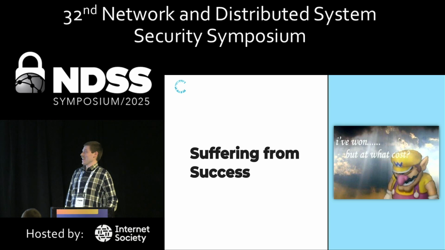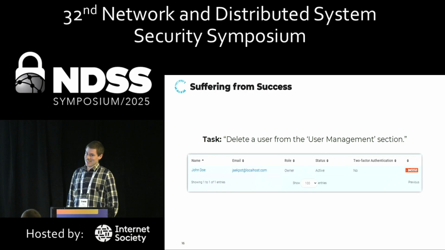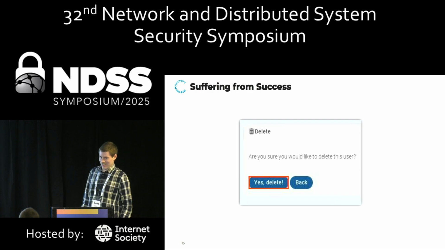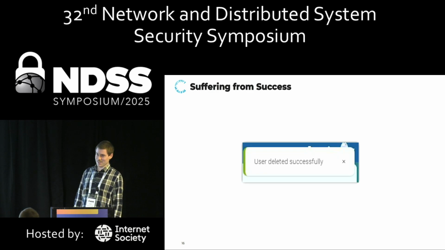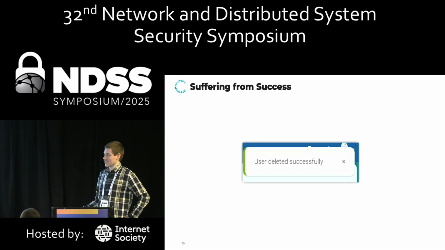Sometimes we were a bit too successful with task execution, as the following example will show. The task was to delete a user from the user management section. As you can see in this table, since there was only one user, YuraScanner decided to click on the delete button. Are you sure you would like to delete this user? Yeah, sure, go ahead. User deleted successfully. Okay, great. We've executed the task successfully, so now let's move on to the next task.